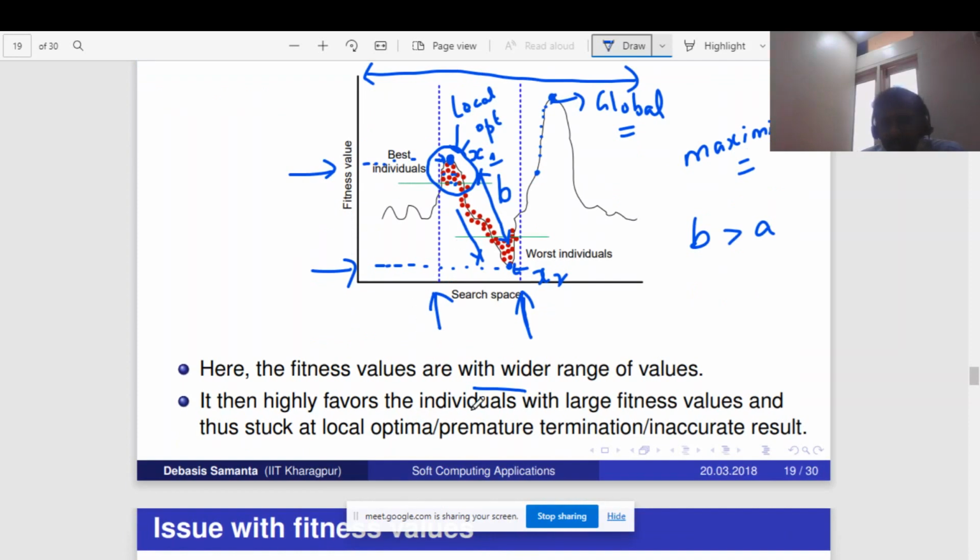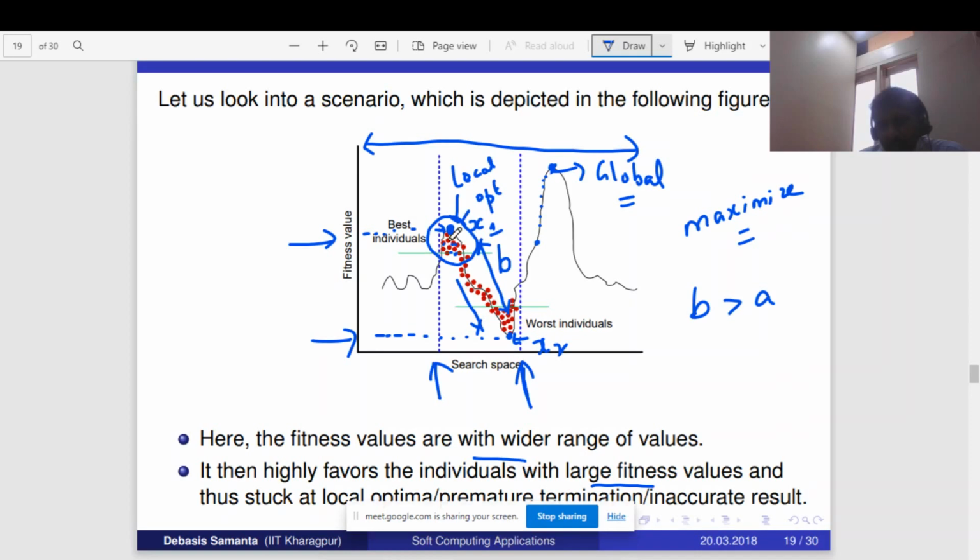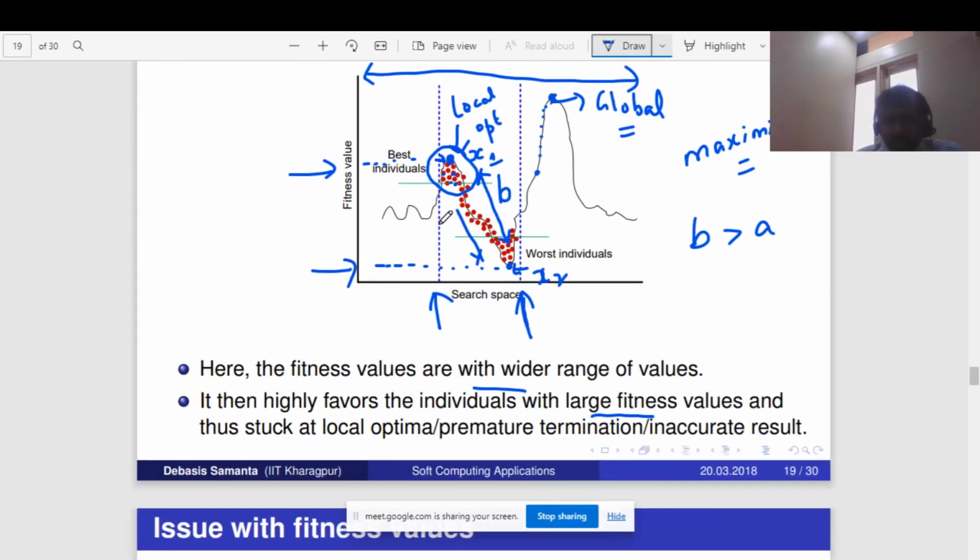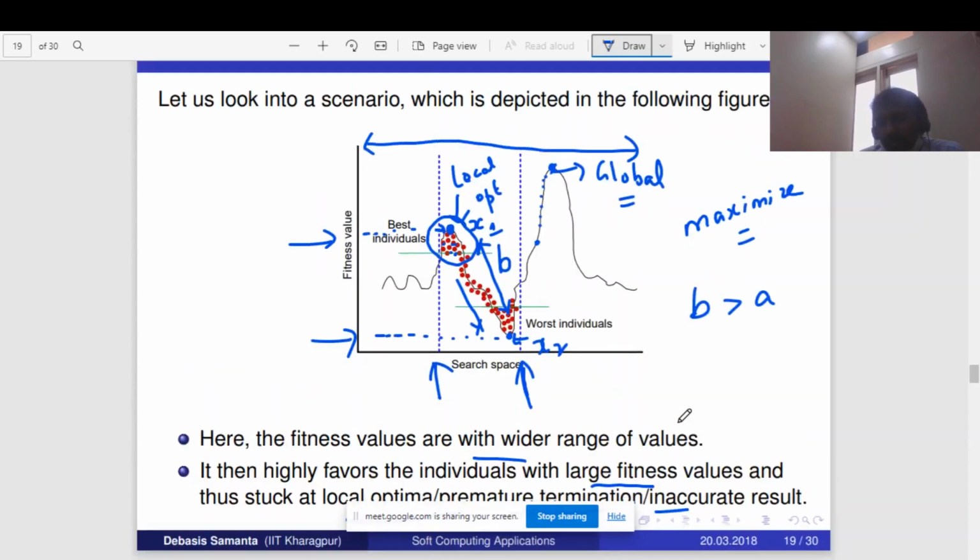It then highly favors the individuals with large fitness values. So in every round, it will favor the individuals with large fitness values, because these individuals tend to have better fitness values than these individuals. So they will be selected in every round for creating the next generation or for the mating pool. Thus the algorithm will get stuck at local optima, with premature termination or an inaccurate result. Right? So this case is also a problem.